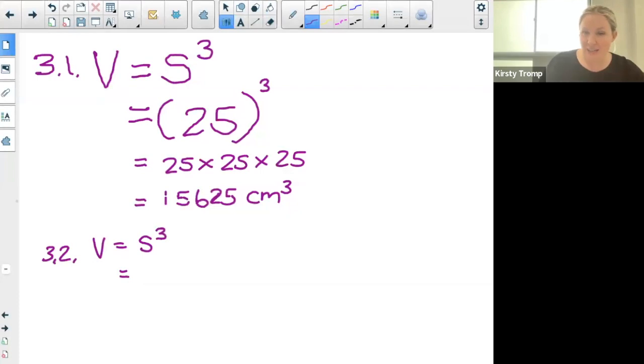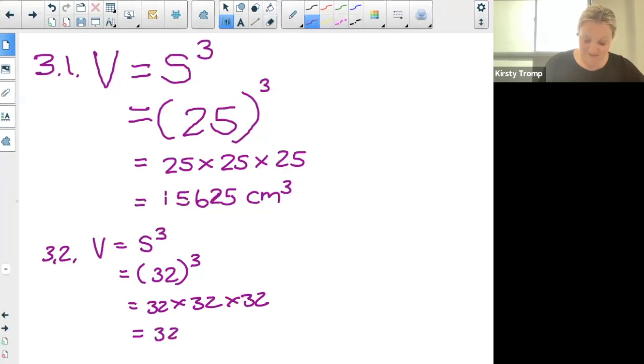I put the brackets, then I put 32 in it, then I closed it, then I put the small 3 on top. Then I said equals 32 times 32 times 32. Well done. Then I got 32,768 millimeters square. Is it millimeters square, ma'am?